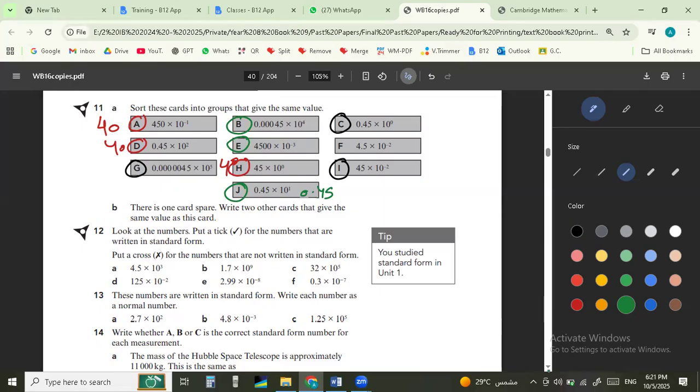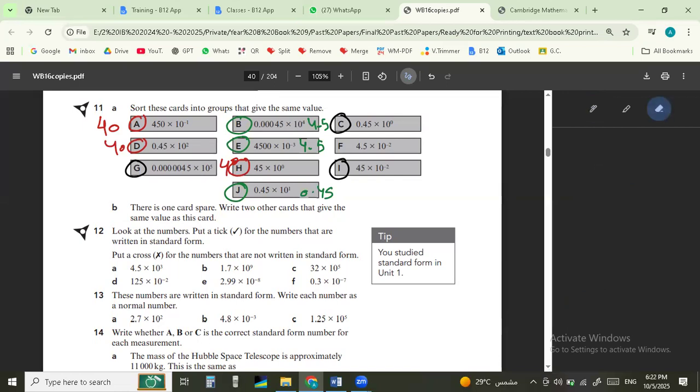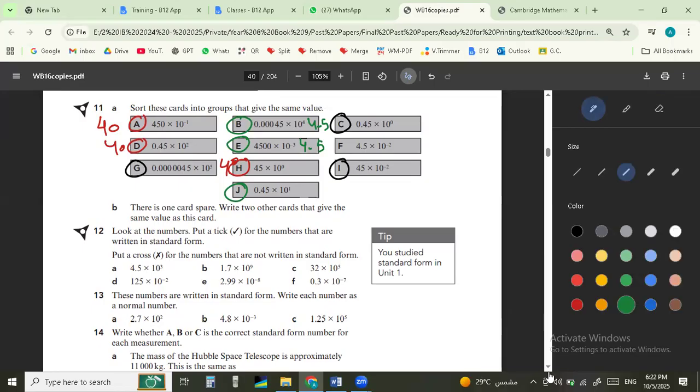Here we've got B is going to be here. 1, 2, 3, 4 is going to become 4.5. E is going to become 1, 2, 3 is also 4.5. While the last one is going to become, oh sorry, yes, 4.5. My bad. It is not 10 to the power of 0.